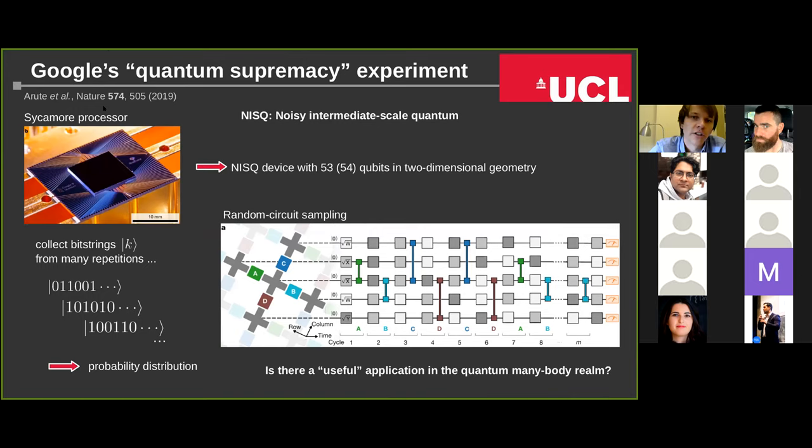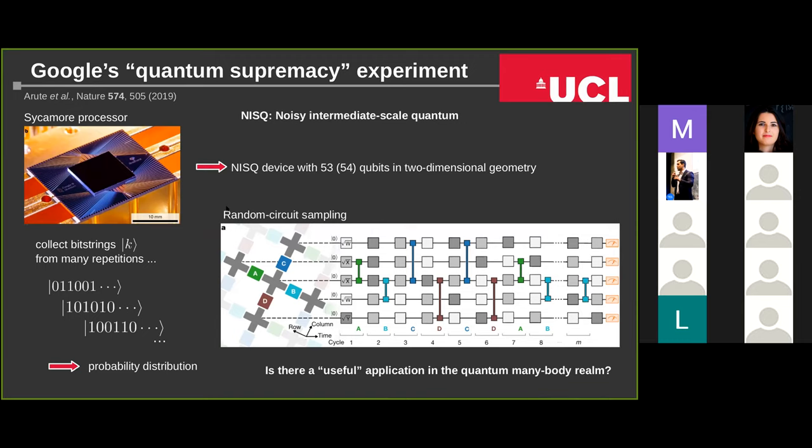So Google has this nice new quantum processor, Sycamore, which is a NISQ device with 54 qubits. Actually, in the experiment, one qubit didn't work, so it had 53 qubits on a two-dimensional grid. And the problem that they tackled with this device was random circuit sampling.